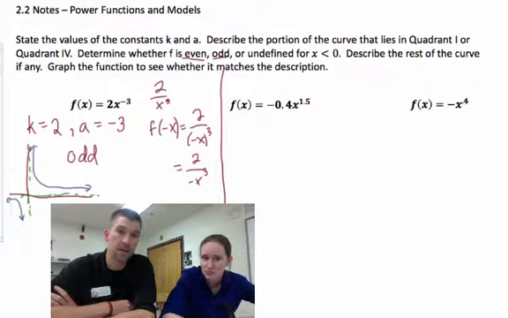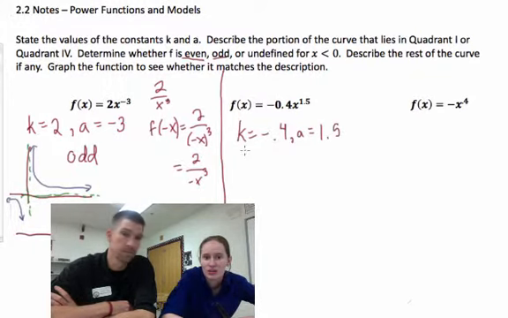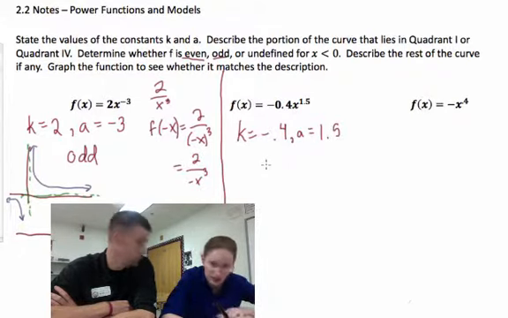Next up is negative 0.4 x to the 1.5 power. Okay, let's start right off the bat. K is negative 0.4, and A is 1.5. Now describe the portion of the curve that lies in quadrant 1 or quadrant 4. Well, K is negative, which means the graph lies in quadrant 4. And A is positive, which means that the graph passes through 0, 0.